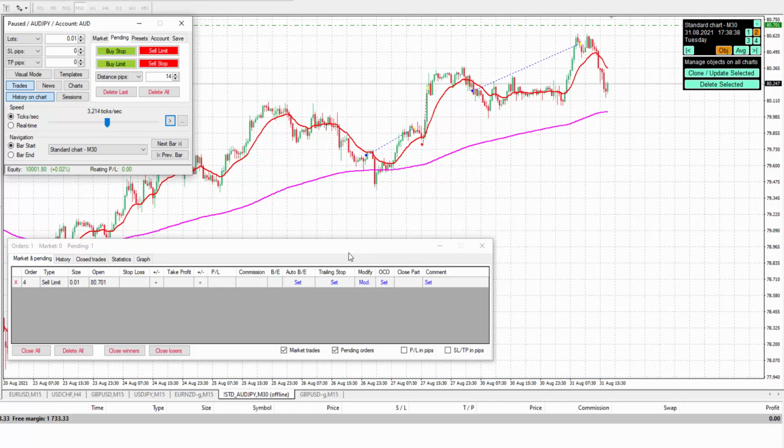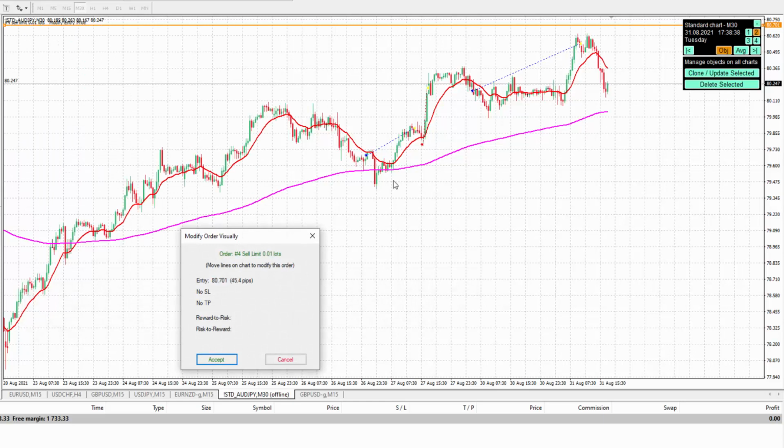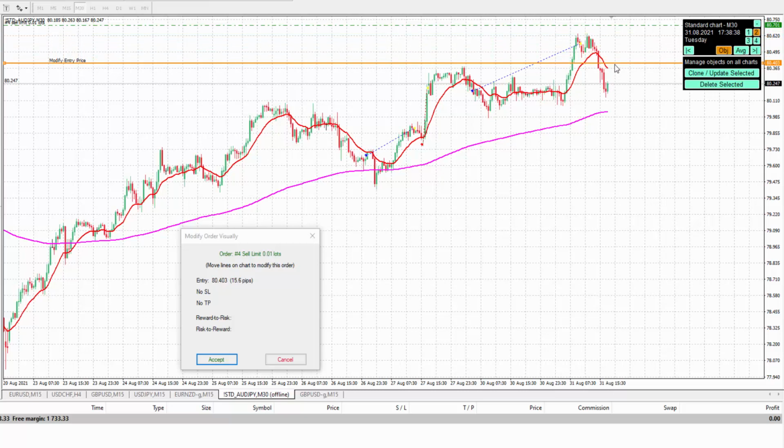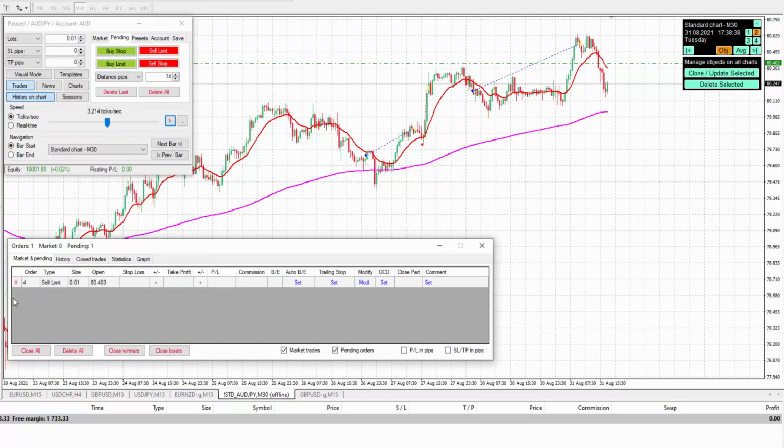However, I still want to use this example and show you what a sell limit order looks like. So I'm going to modify the current order and I'm going to set it up here. So the price is here. If it reaches this area here, it will trigger my sell order. So currently you can see here we have a sell limit order in place. Let's see what happens.